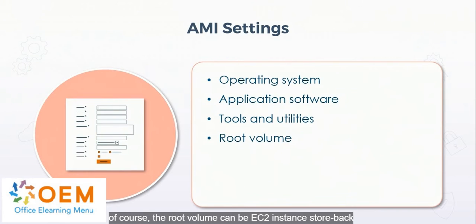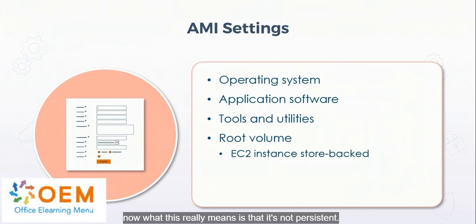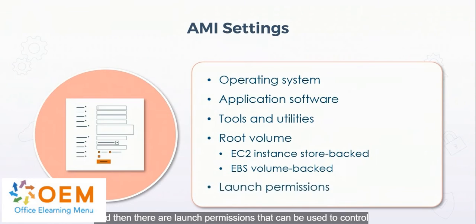Of course, the root volume can be EC2 instance store backed. Now, what this really means is that it's not persistent. It means that any changes made to the files on that type of root volume do not persist between restarts of the virtual machine. Now, that's as opposed to the more commonly used EBS volume backed, where any changes made to the root volume file system are retained between reboots. They are persisted. And then there are launch permissions that can be used to control which AWS accounts have access to launch instances using this AMI.